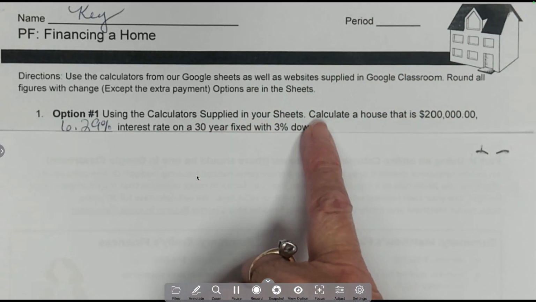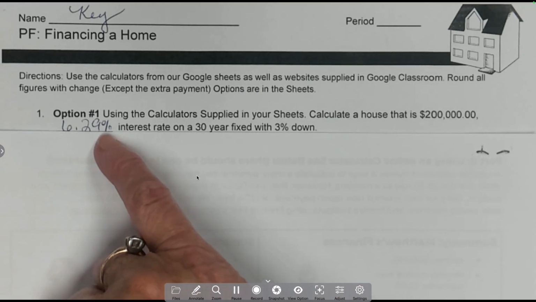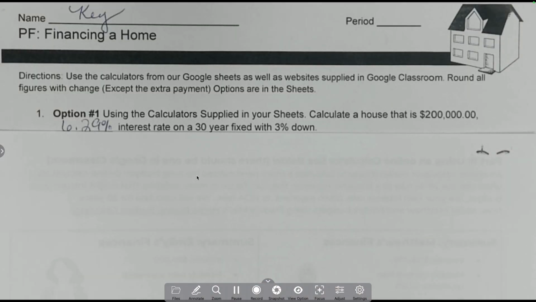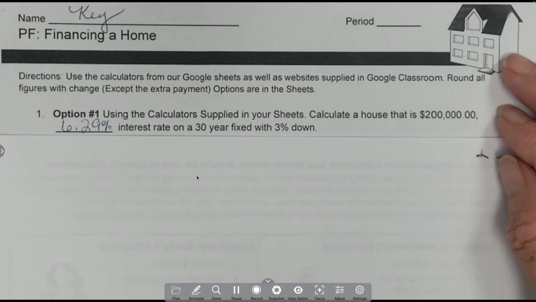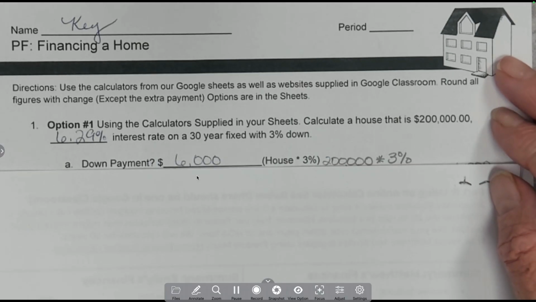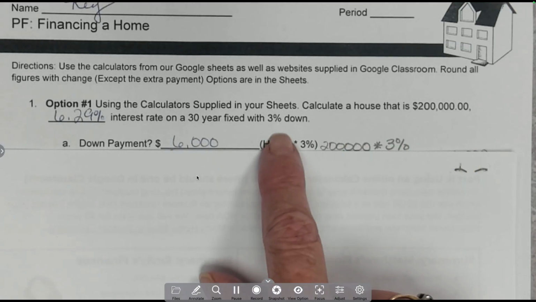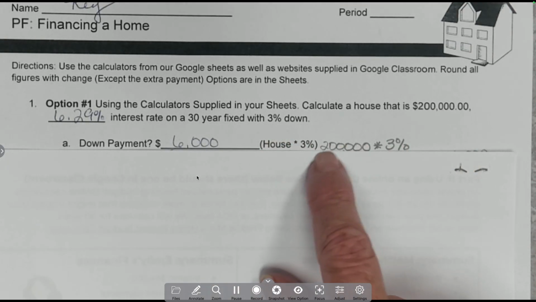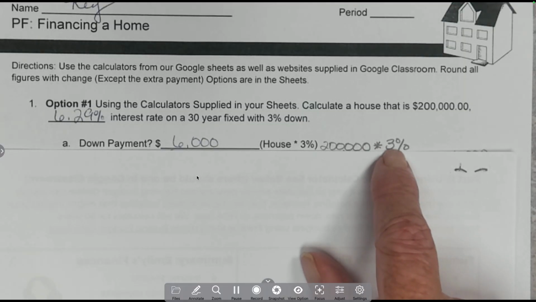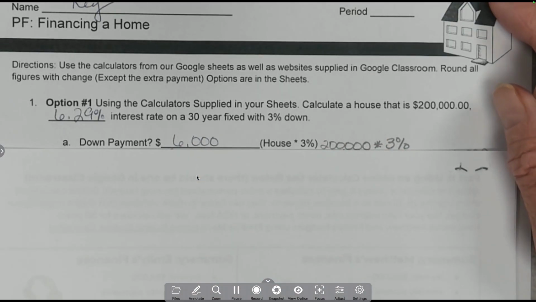But we're going to figure out how much a house that costs $200,000 with an interest rate of whatever is supplied on a 30-year fix with 3% down. We're going to answer some questions on that. So the first question says, what is the down payment for a $200,000 house and you need 3% down? You need the $200,000 and you're going to multiply that by 3%. Make sure you do percent. That is going to give you $6,000.